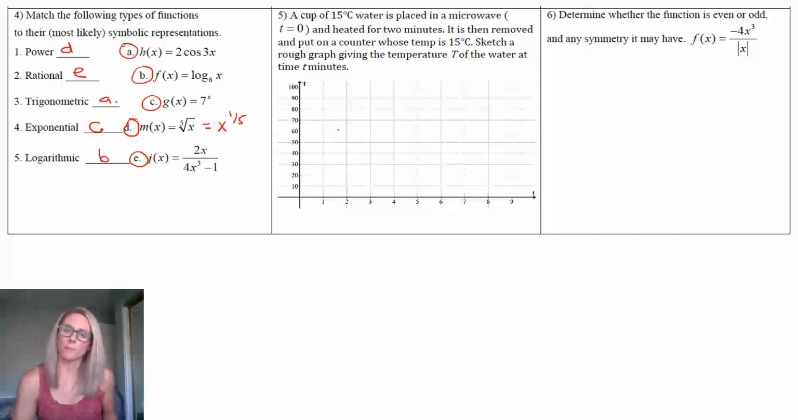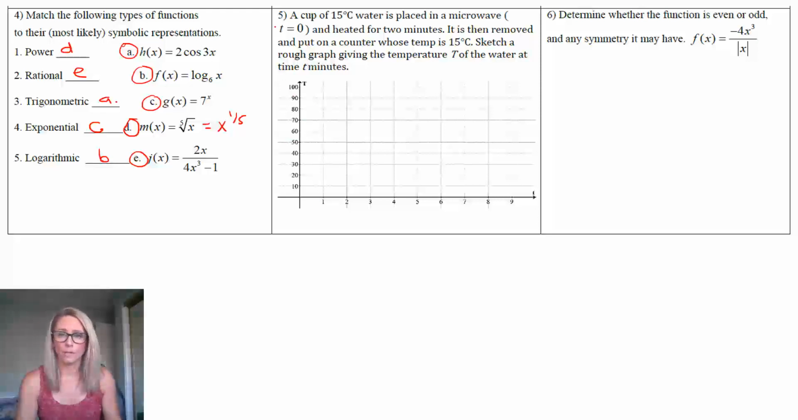For question number 5, a cup of 15 degrees Celsius water, so notice Celsius here, is placed in a microwave at time being 0. It's heated for 2 minutes, then it's removed and put on a counter whose temperature is 15 degrees Celsius, again, Celsius. Sketch a rough graph giving the temperature T of the water at time T minutes. So this is just an example of the idea of a mathematical model. It's not supposed to be anything too exact, because all we're doing is sketching a rough graph.